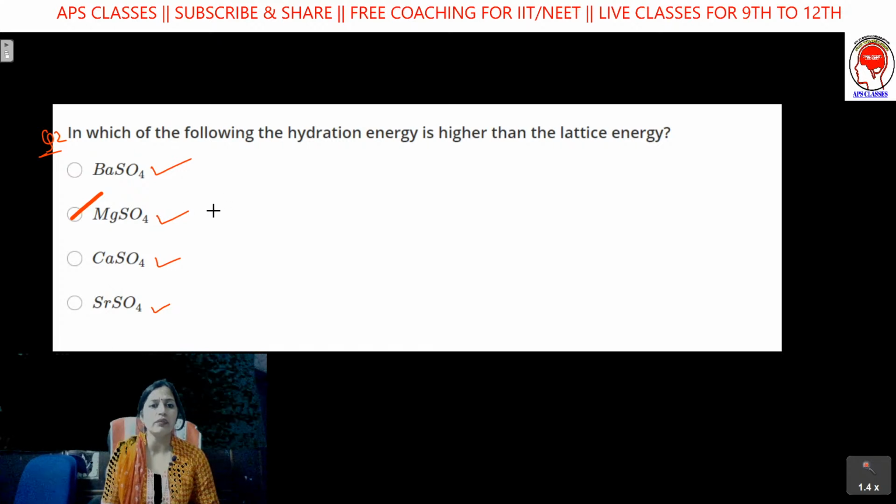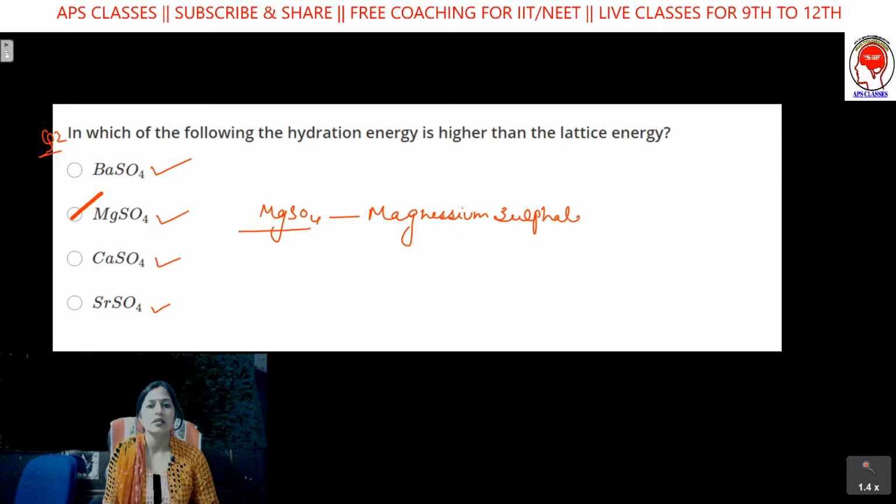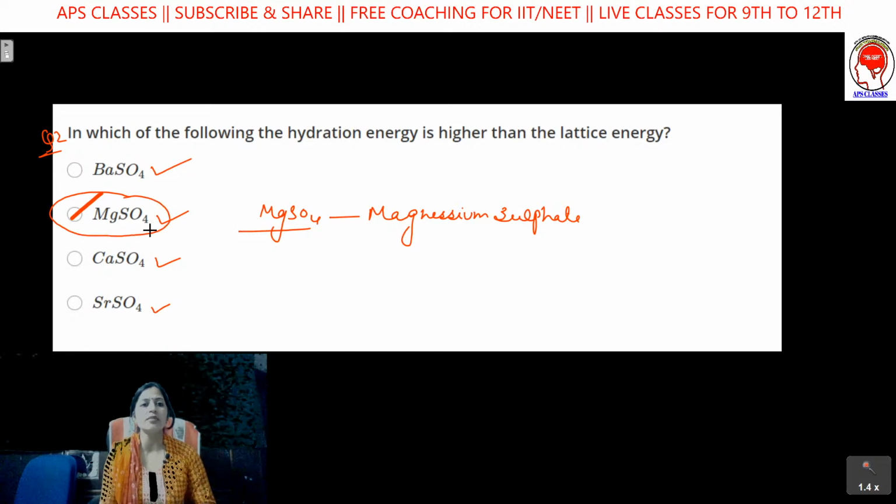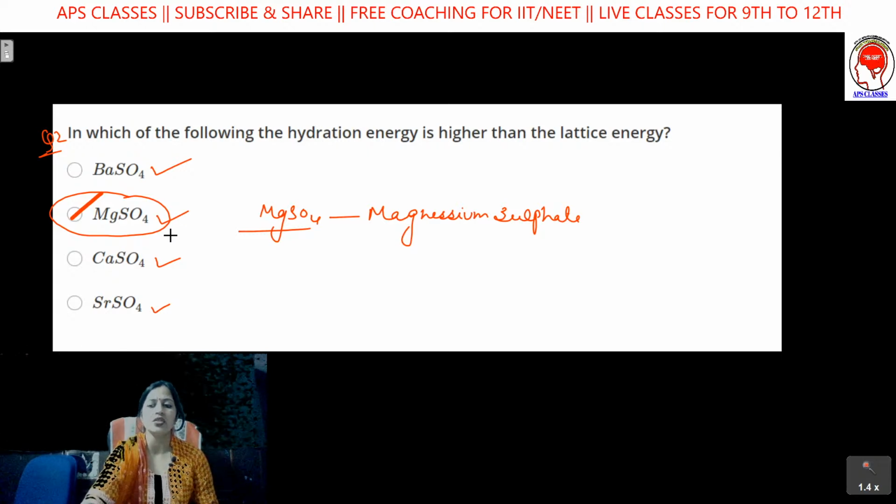So out of the following, the one whose hydration energy is higher than the lattice energy is MgSO4, that is magnesium sulfate. So magnesium sulfate is the only one where the hydration energy is higher than the lattice energy.